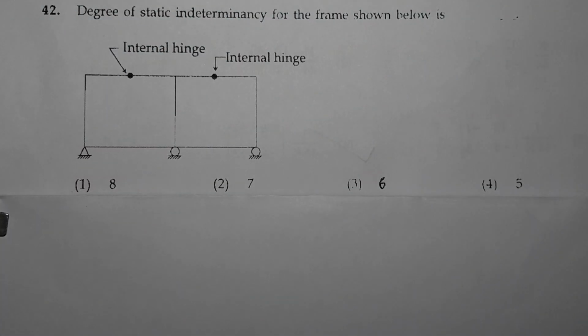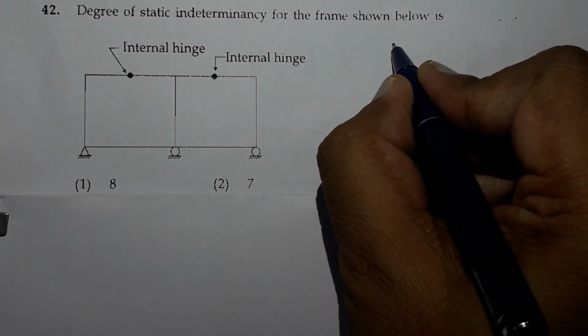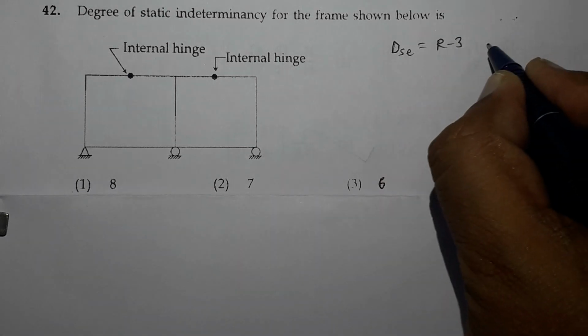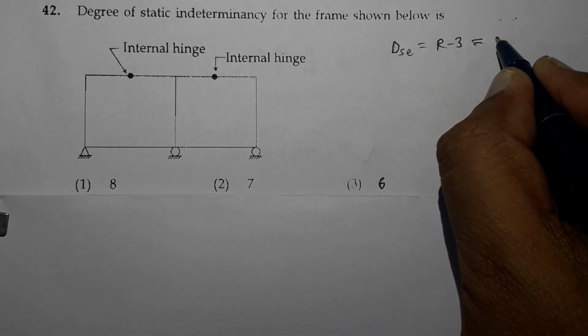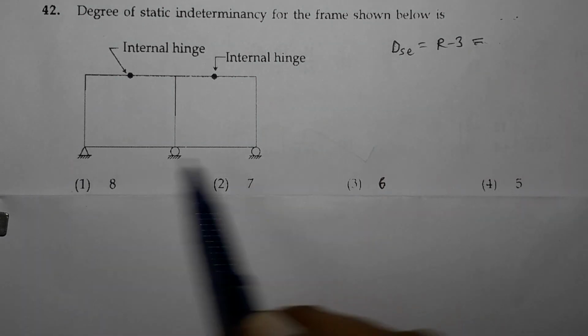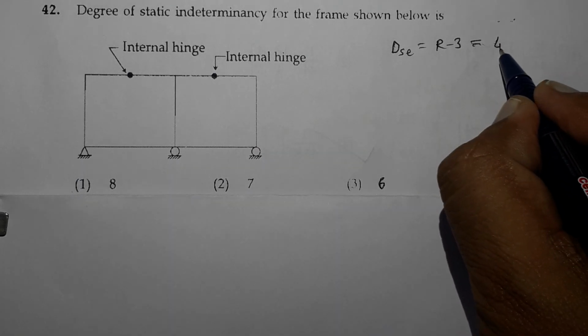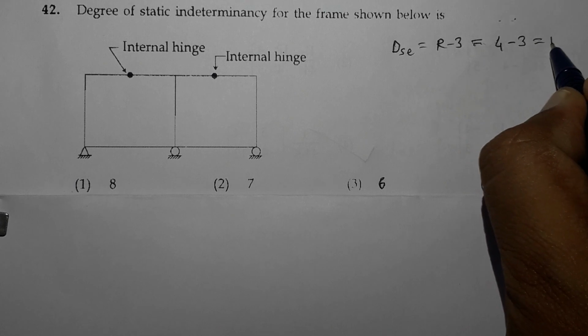Next question, degree of static indeterminacy for the frame shown below is. Now here it is asked to get the degree of static indeterminacy. Let us get DSE first. DSE is equal to R minus 3, because it is a 2D frame. R is equal to, now there are 3 supports. So 2 plus 1 plus 1, 4 reactions are there. 4 minus 3, that is equal to 1.